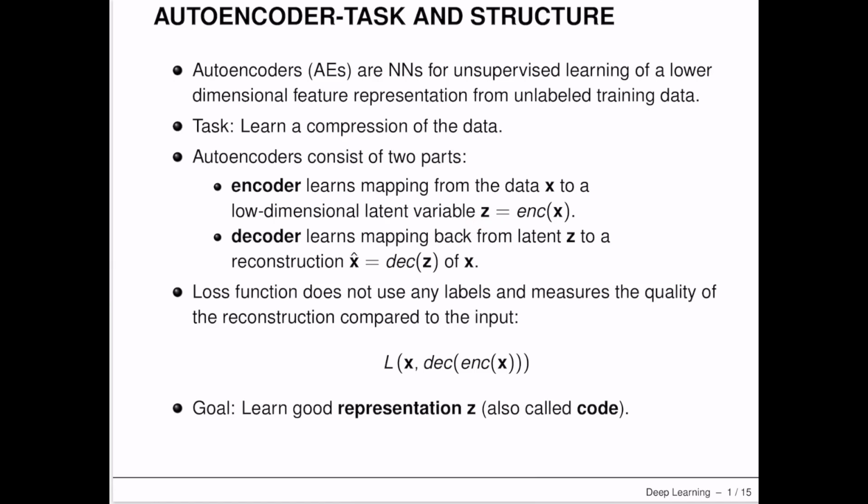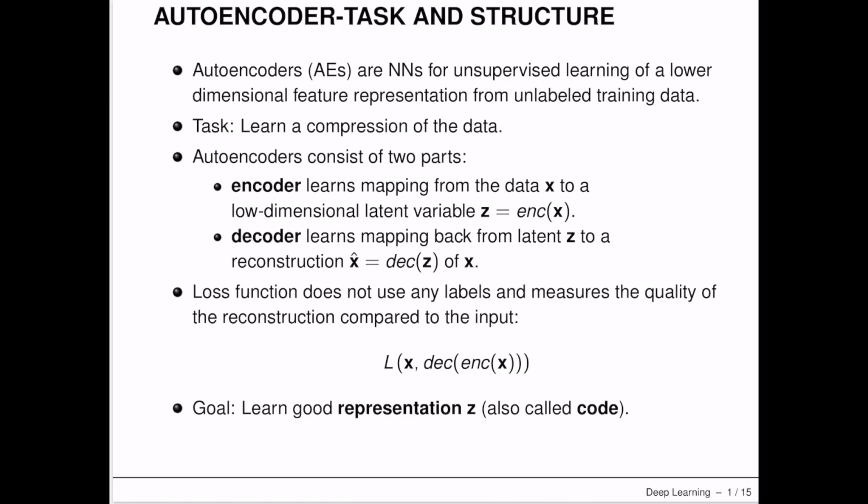And the second component is a decoder, which learns a mapping back from this low-dimensional representation Z to a reconstruction of our input, which we call X hat. So this is the output of the second part of the network, the decoder.